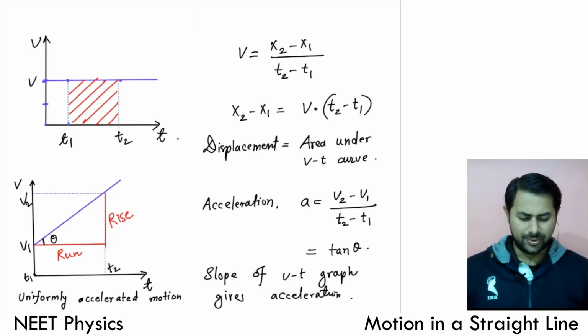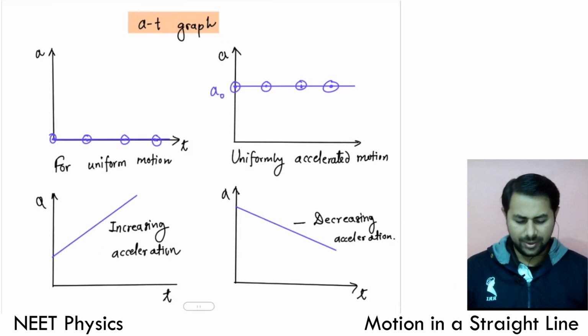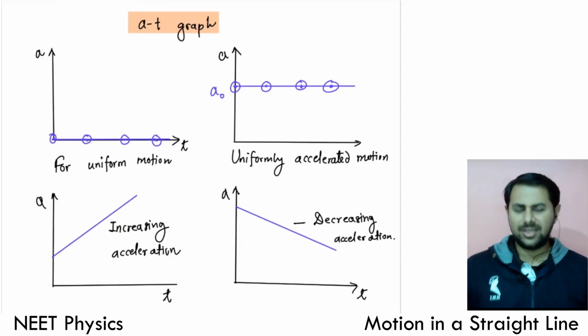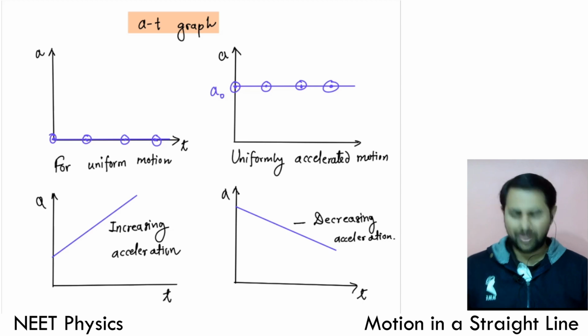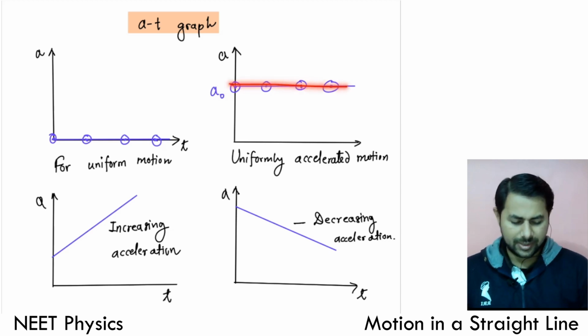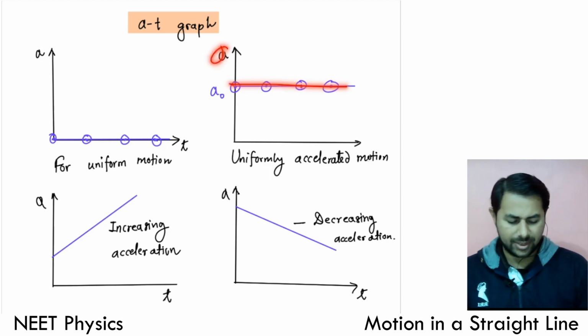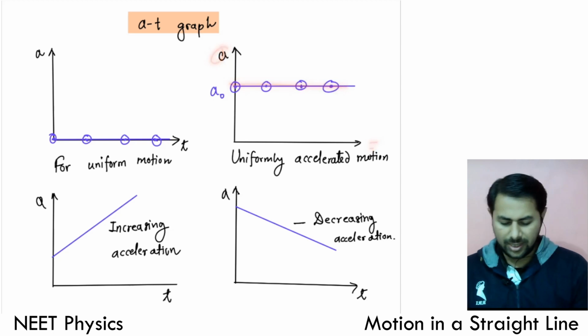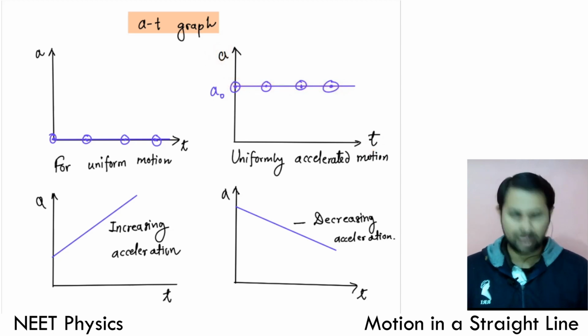Okay, good. And then next one is AT graph. AT means acceleration versus time graph. So for uniform motion it will look like this, because acceleration is 0. For uniformly accelerated motion, now here sometimes students get confused that this graph is acceleration versus time and you want it for uniformly accelerated motion.